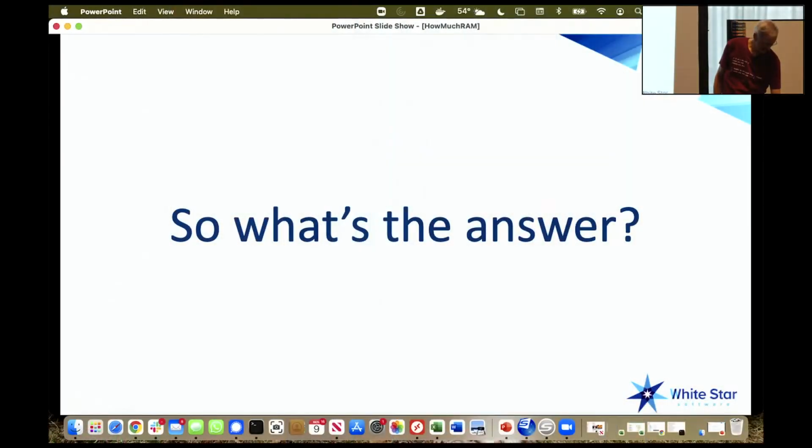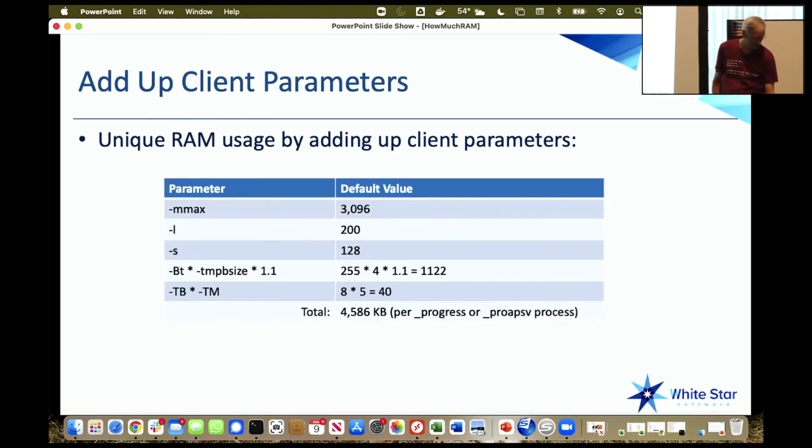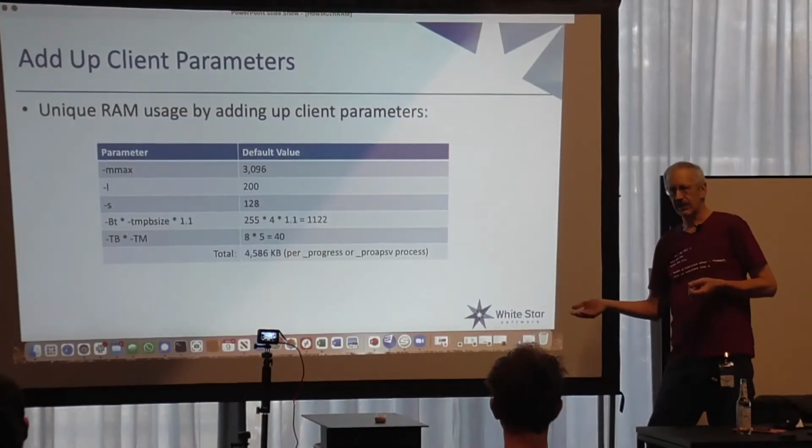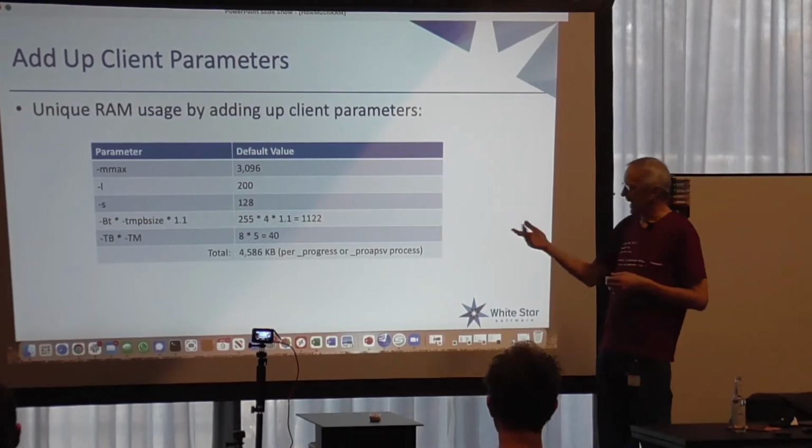So what's the answer? Well, a wise man once said, you should never say anything more specific than, it depends. And that's true, it does depend. But one way you can figure it out, this is kind of the classic way in the Progress world, is to take all of your Progress startup parameters, read the documentation, find out what the values are, find out what's in kilobytes, what's in bytes, what's in megabytes, and put together a spreadsheet and add them all up.